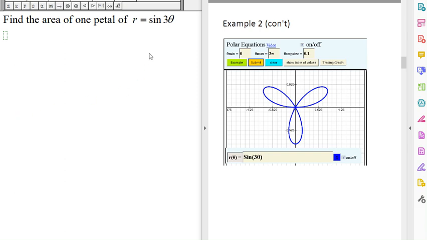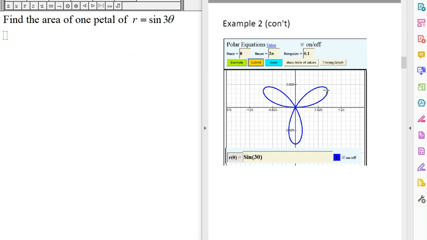Here we have a polar region generated by the graph r equals sine of 3 theta. If we go to a graphing calculator, like a TI calculator, set it on polar graphing, and graph this polar graph from theta minimum 0 to theta max 2 pi, we get a graph like this, and it has three petals.